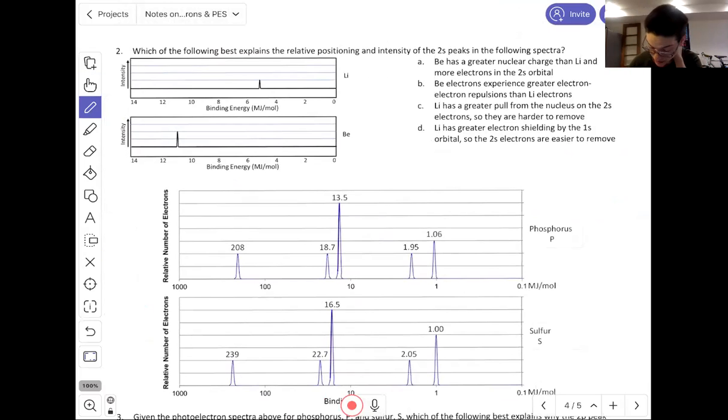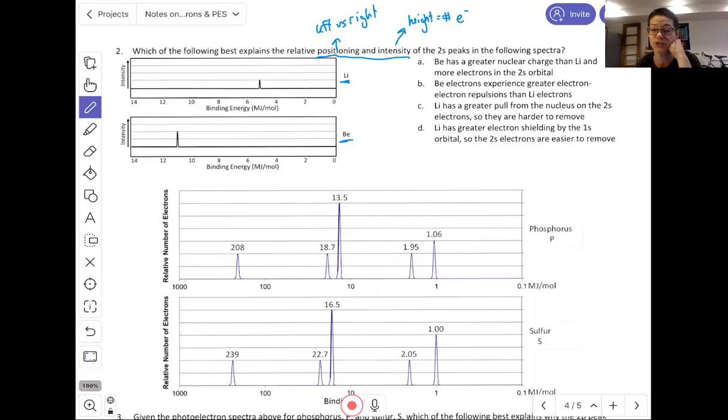Okay, so this next one, I've got two different spectrums. It's telling me I've got lithium and beryllium. Which of the following best explains the positioning and intensity of these peaks in this spectrum? So positioning is referring to left versus right, and intensity means the height or the number of electrons.